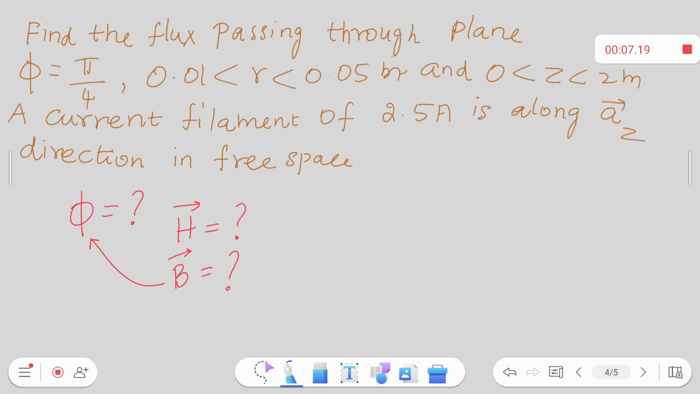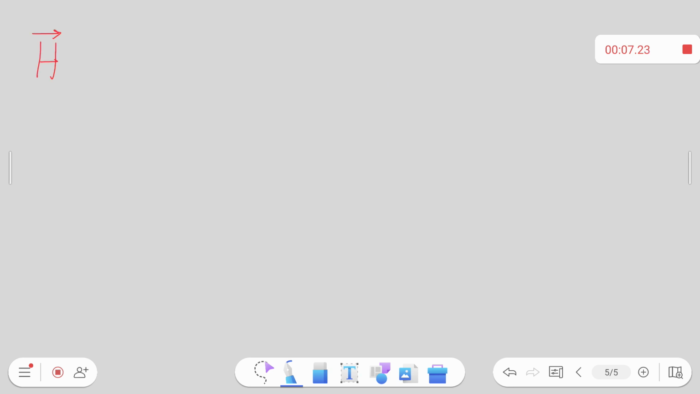So first let us evaluate the magnetic field intensity. You need to find H vector. From the given problem we can see it is a long straight conductor. The magnetic field intensity of a long straight conductor, we have just seen the derivation. H vector is equal to I divided by 2 pi r into A vector phi. This is the formula to determine the magnetic field intensity of a long straight conductor.